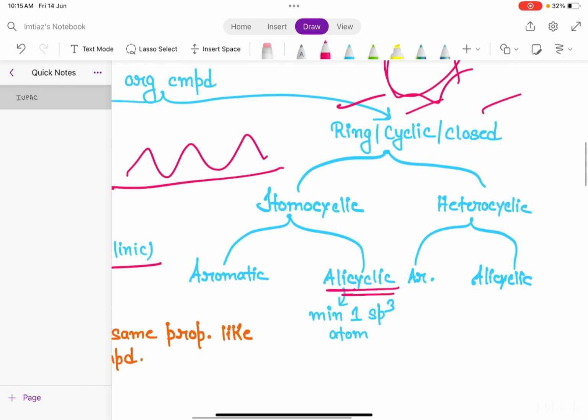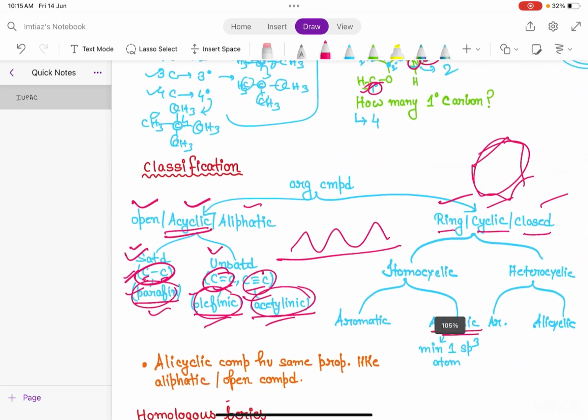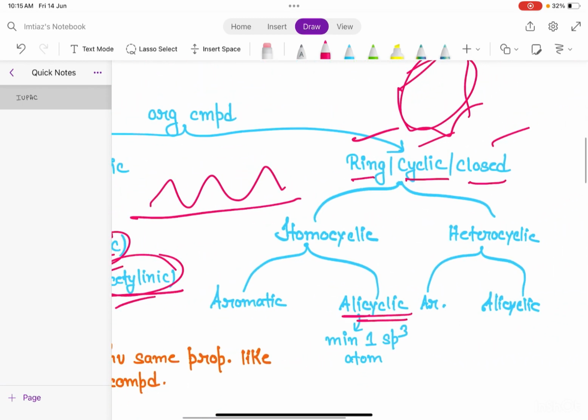Talking about ring cyclic closed. This one you add in the common name. Paraffin means carbon-carbon single bond, olefinic means double bond, and acetylenic means triple bond. It might come somewhere, so just remember it. Nothing is harmful in remembering something extra.